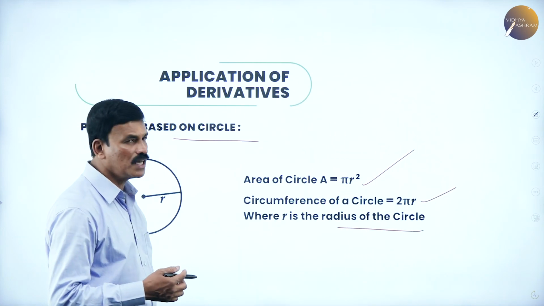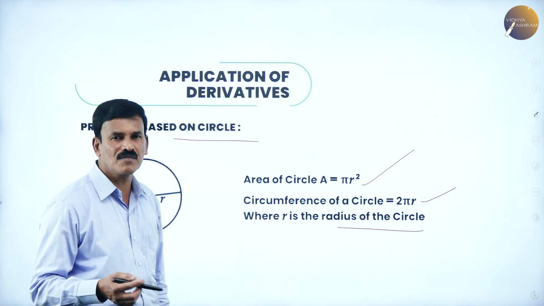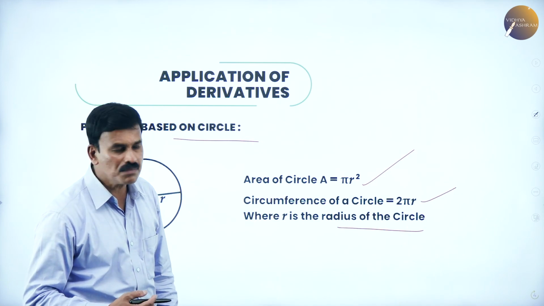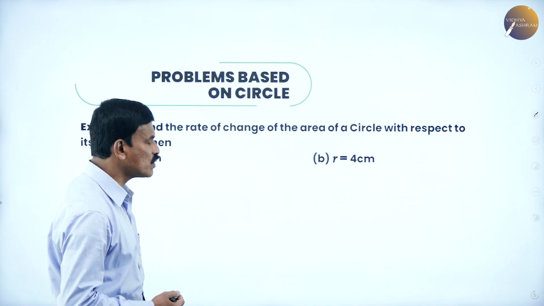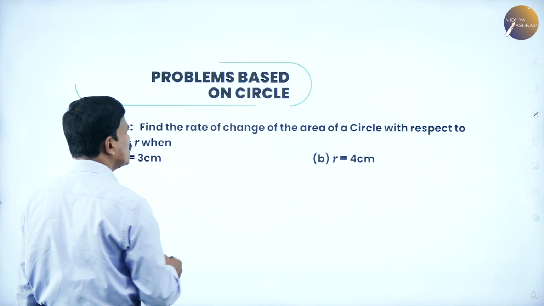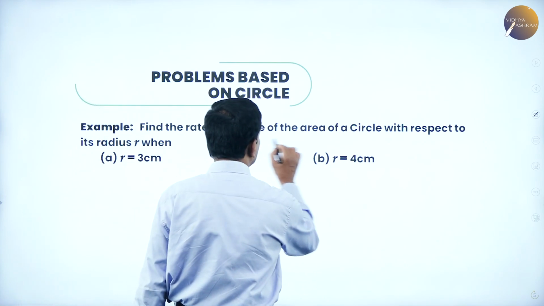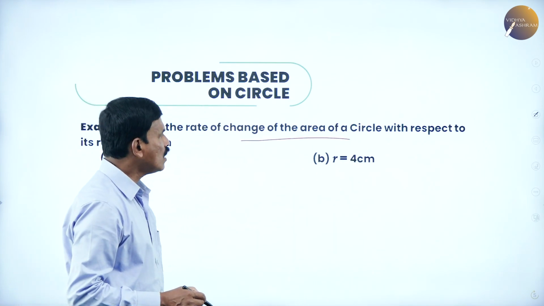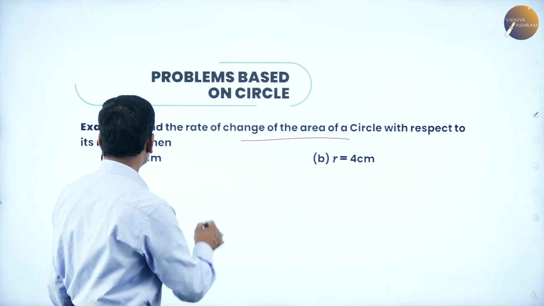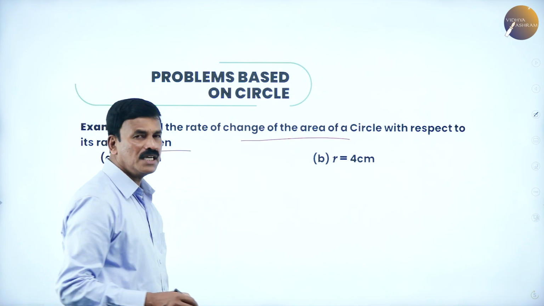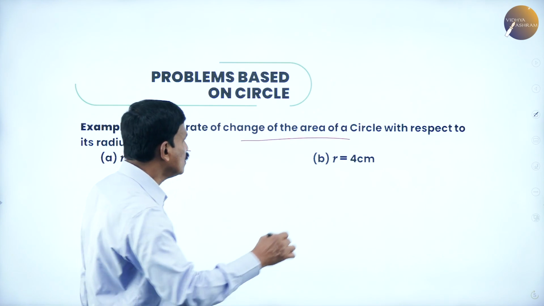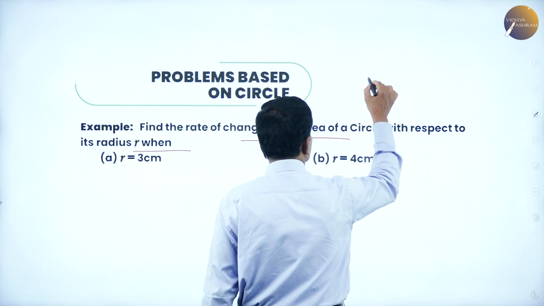Based on these two formulas, area as well as the circumference of the circle, let us consider the problems. Now let us come to the first problem. Find the rate of change of area of a circle with respect to the radius r. Rate of change of area. So what is required to determine?